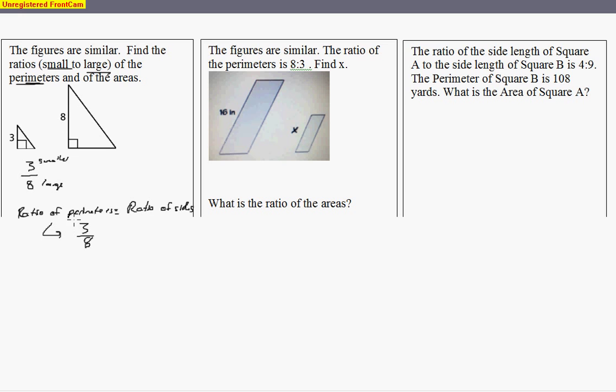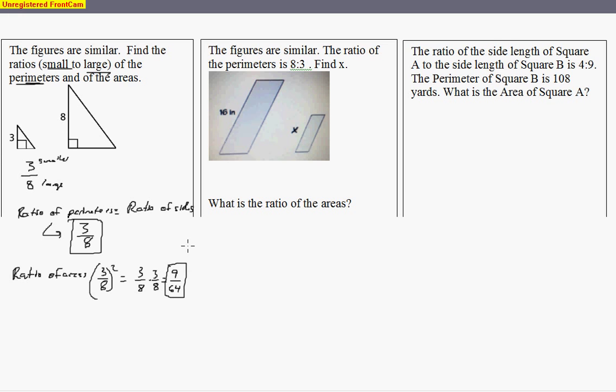And then they want the ratio of areas. Well, the ratio of areas is going to end up just being the ratio of the perimeters squared. So you just take that answer and you square it. When we do that, we're just multiplying the ratio of the perimeters or sides, whichever one we want to think of it as, and we multiply it by itself. So 9 over 64 is the answer for the ratio of areas.